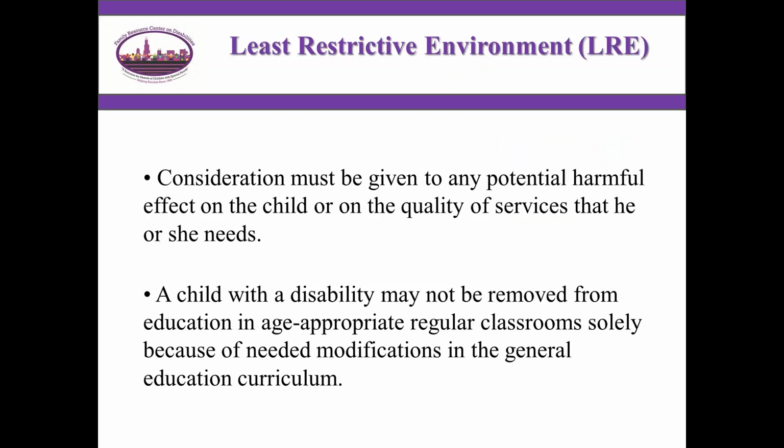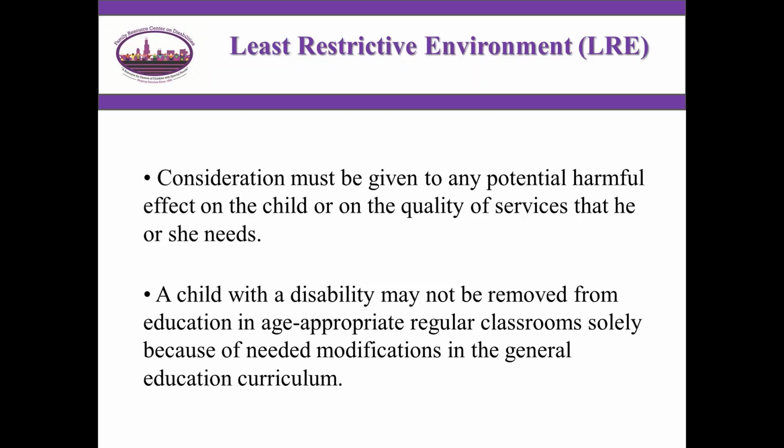Now, when we talk about the least restrictive environment, there's a continuum where the child would be placed, either in a general education classroom with no support first of all, that's a general education classroom. Then the next on the continuum is general education with support. Then we talk about a resource placement. We're going to get into all of this as we get further into the webinar. But just keep in mind, we have to look at whatever the placement is, what is the potential harmful effect on the child or on the quality of service that he or she may need.